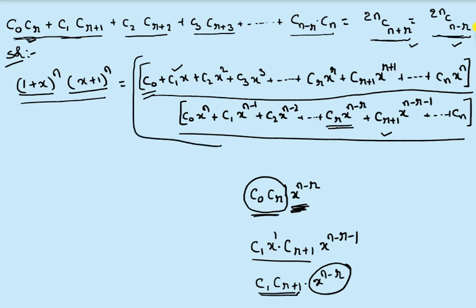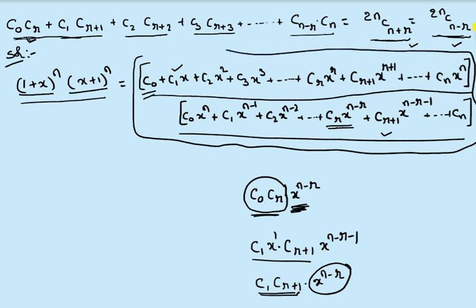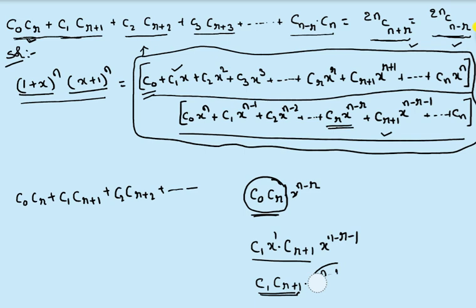On the right hand side, the coefficient of x to the power of n minus R is nothing but what he is asking in the question. That's why C0 CR plus C1 CR plus 1 plus C2 CR plus 2 and so on is the coefficient of x to the power of n minus R on the right hand side. Now, on the left hand side also, in the multiplication, I am going to find out the coefficient of x to the power of n minus R.